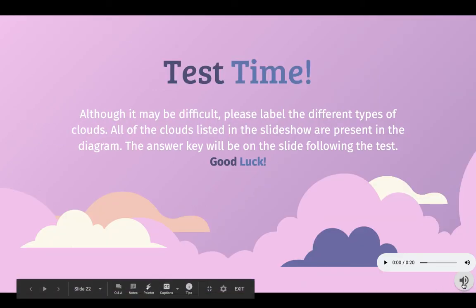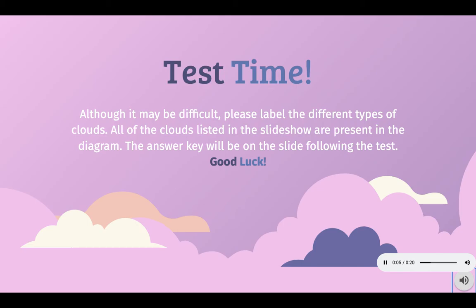Now, you will be tested on the different cloud types and levels you've learned in the slideshow. Although it may be difficult, please label the different types of clouds. All the clouds listed in the slideshow are present in the diagram. The answer key will be on the slide following the test. Good luck.